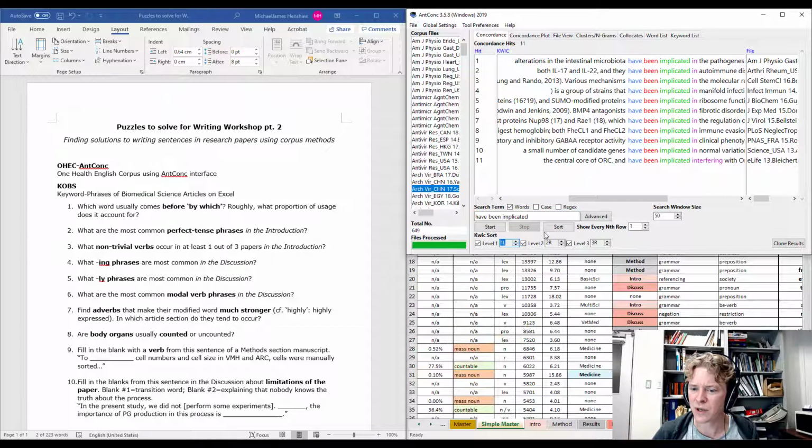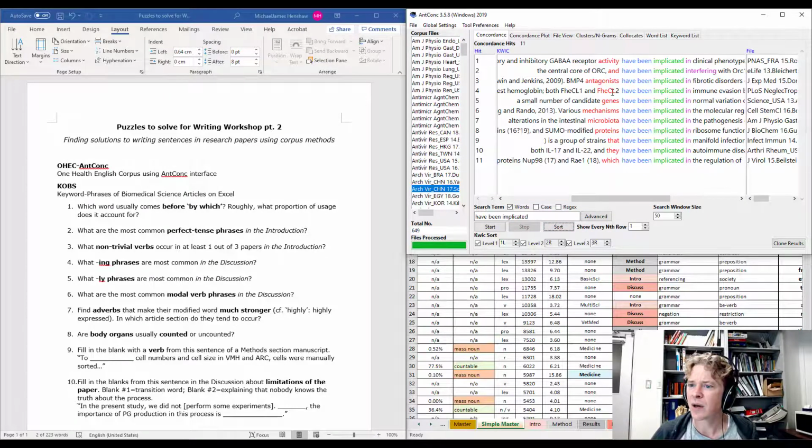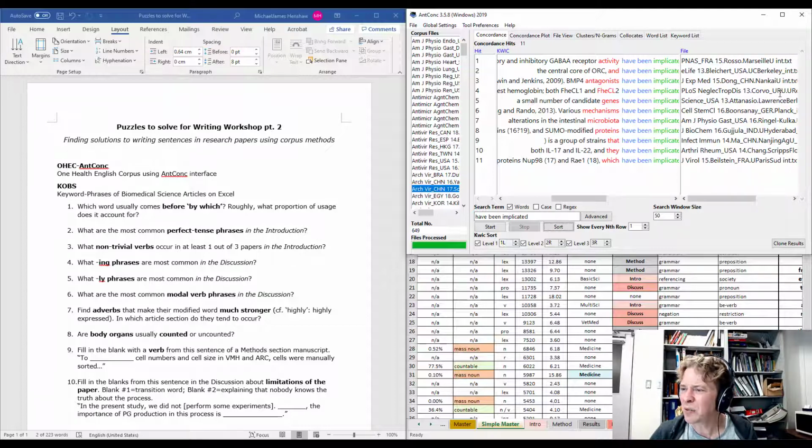Let's sort one to the left. And okay, proteins have been implicated in, strains that have been, mechanisms have been implicated. All right, interesting. And it's used by France, USA, China, USA, Germany, USA, India, China, USA, France. A little bit heavy on the non-native speaking institutions.